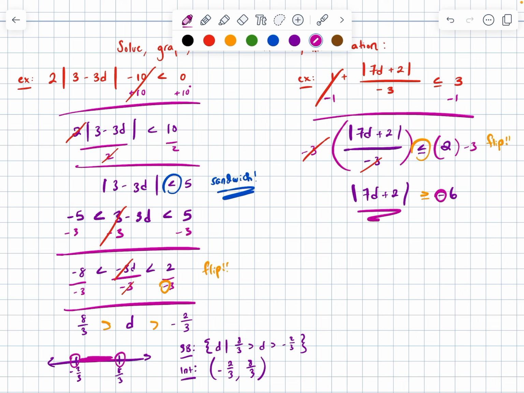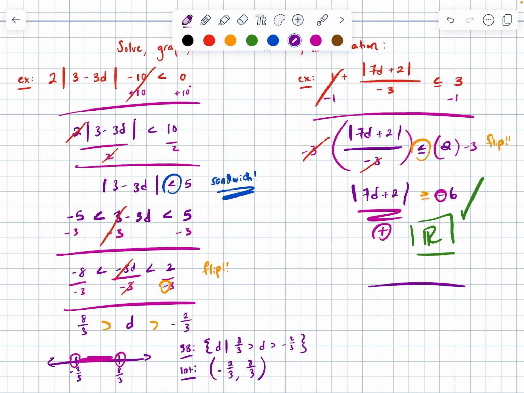Absolute value is always a positive number. So a positive number on the left will always be greater than or equal to the negative number on the right. This statement is always true. All real numbers is my solution set.